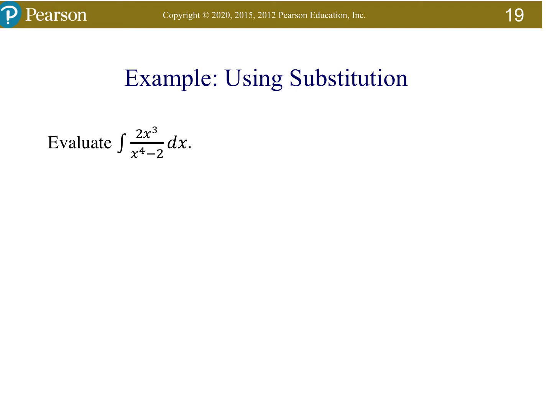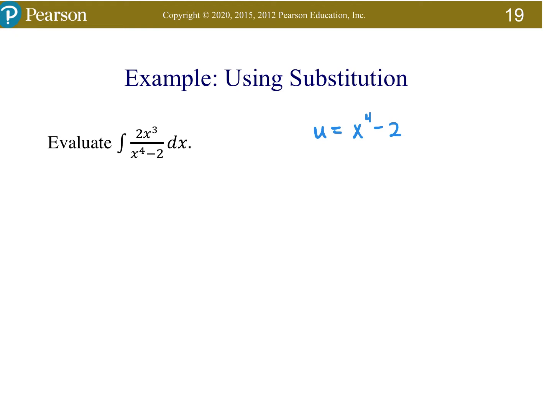So this is a quotient problem. There's really no way to read this quotient with the word "of." It's 2x to the third divided by x to the fourth minus 2. So I can't find the word "of" here. But I do see one power that's higher than the other. So that is likely going to be my u. So let's make that choice for u the higher power: x to the fourth minus 2.